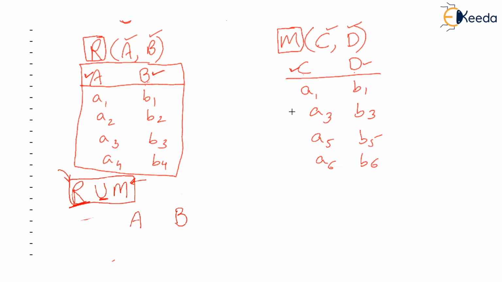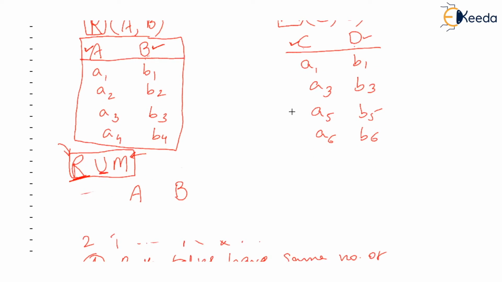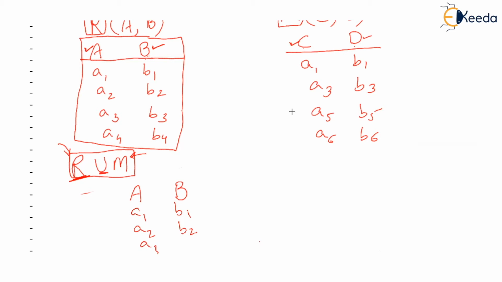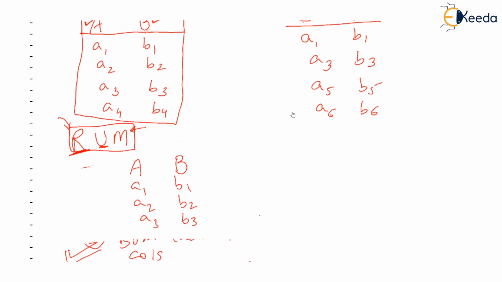So you can see, what are the rows in R? Let's take all the rows in R to start with. In R, we have 4 rows. So all 4 rows, let's write them first. A1, B1, A2, B2, A3, B3, and A4, B4. Now, we are doing R union M, isn't it?